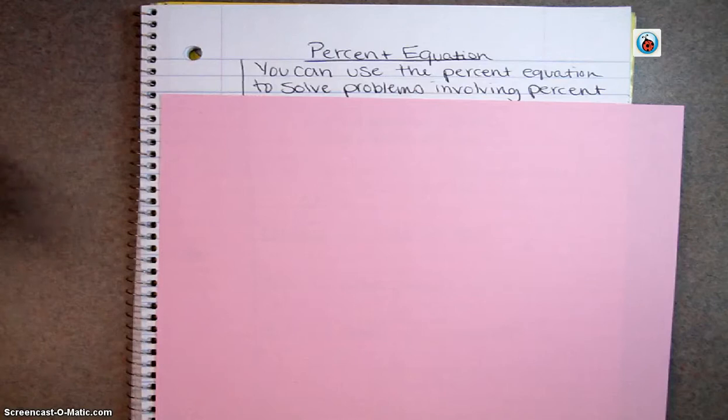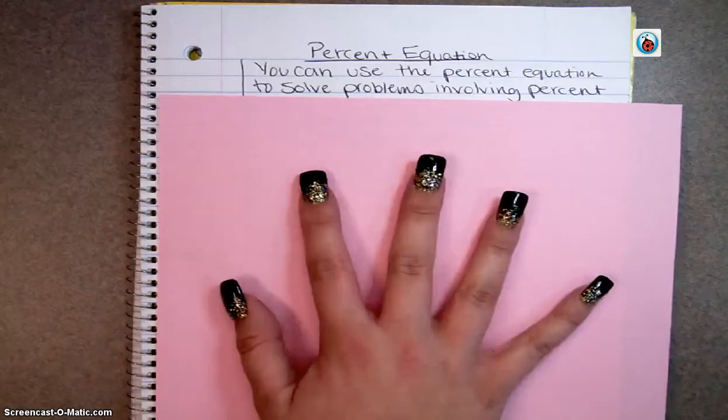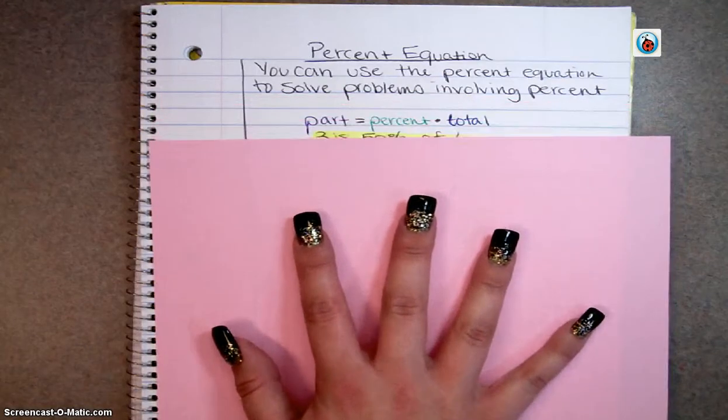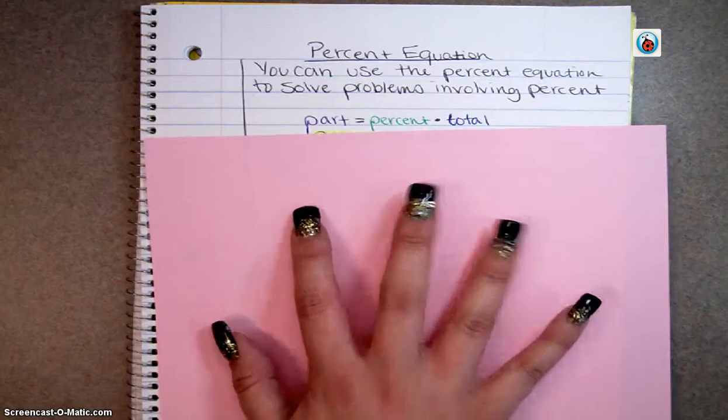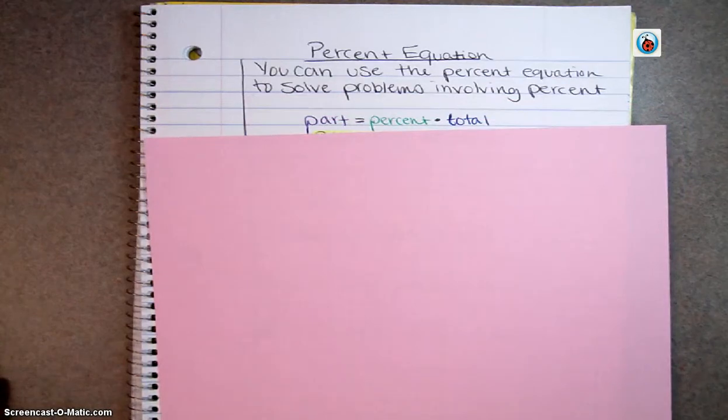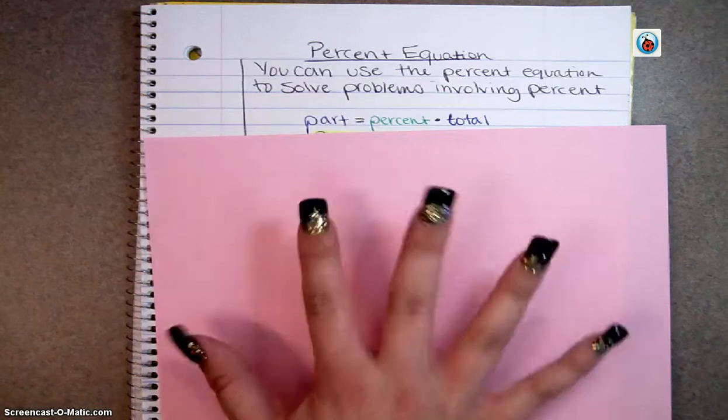We talked a little bit about the percent equation today in class. So this should just be notes, so you can take this down and have a place to refer back to. If you need to pause to copy this down, you can go ahead. You can use the percent equation to solve problems involving percent. Here's the percent equation: part equals percent times total. So the part of something equals the percent times the total.